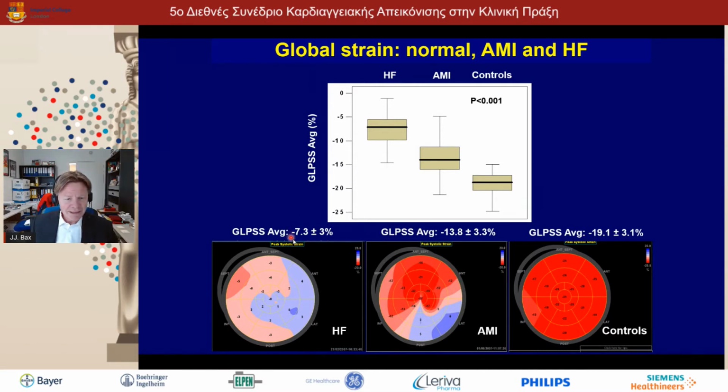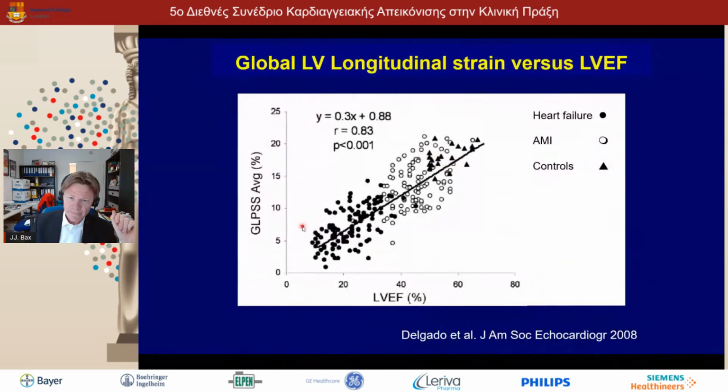So that gives you an idea how these values relate to ejection fraction in heart failure with reduced ejection fraction. Here you see that the global strains go really down and the ejection fraction goes down. What I told you, around 5, 6 is an ejection fraction of 20%. This is 40% with about, let's say, a global strain of 13. And this is an ejection fraction of 60% where the strain is around 20.